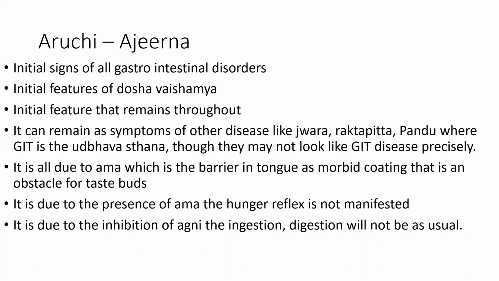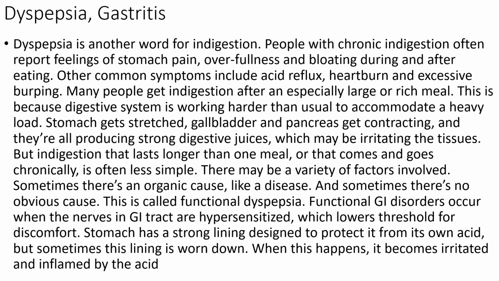It is all due to ama, which is a barrier on the tongue as a morbid coating, an obstacle for the taste buds. I am talking here about aruchi. The presence of aruchi directly indicates the initial phase of amotpatti in your GIT, but we ignore this. It is due to the presence of ama that the hunger reflex is not manifested. So aruchi in the form of anorexia or loss of appetite is also there. Aruchi, arasanyata, tastelessness as well as loss of appetite, both are understood by the name of aruchi. It is due to inhibition of agni, so ingestion and digestion will not be as usual.